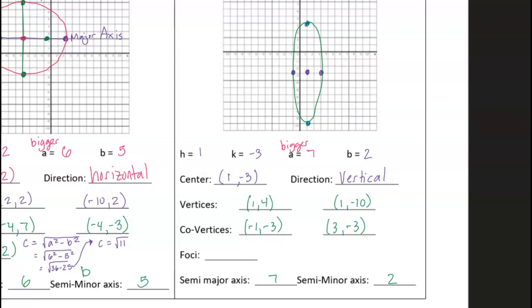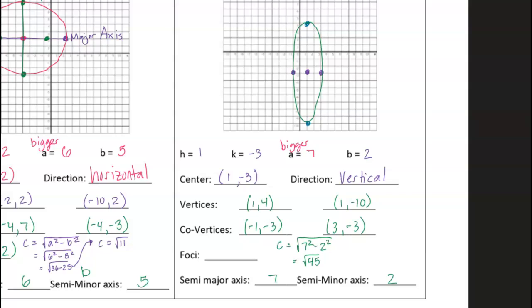And last but not least, I have to find my foci by first solving for this C value by doing the root of your A squared minus B squared. 7 squared is 49. 2 squared is 4. 49 minus 4 is 45.